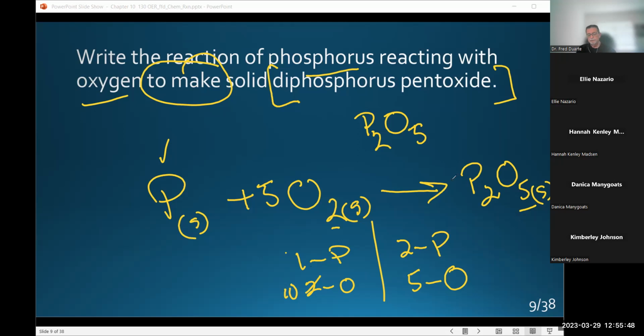Okay, and if I put a 2 in front of diphosphorus pentoxide, that also kicks up my oxygens to 10, but it kicks up my phosphorus to 4. Okay, so far so good. And now all I got to do is put a 4 in front of phosphorus, and we are balanced. 4 phosphorus, 10 oxygens on both sides. Okay, and our ratio here is 4 phosphorus per 10 oxygens are required to create two molecules of diphosphorus pentoxide.